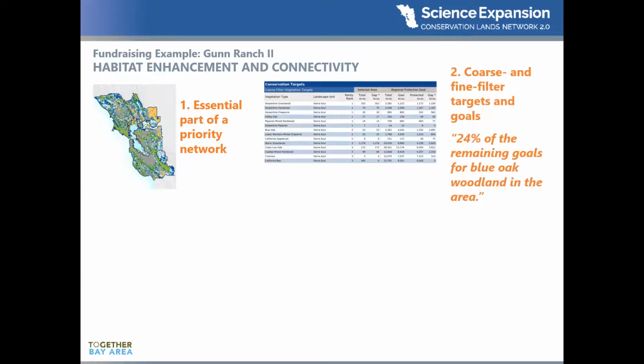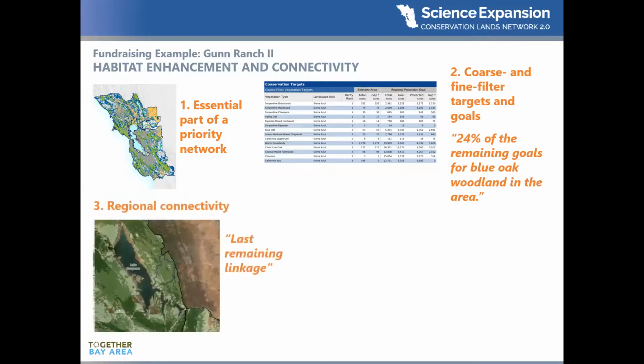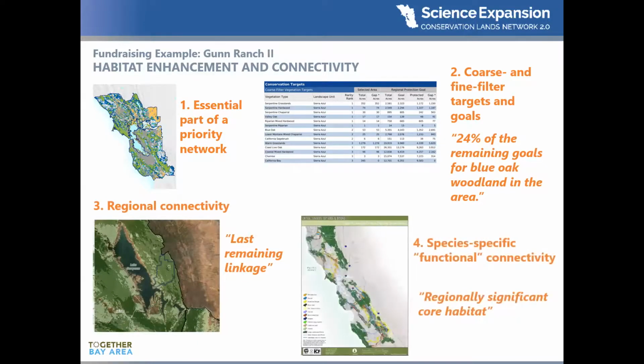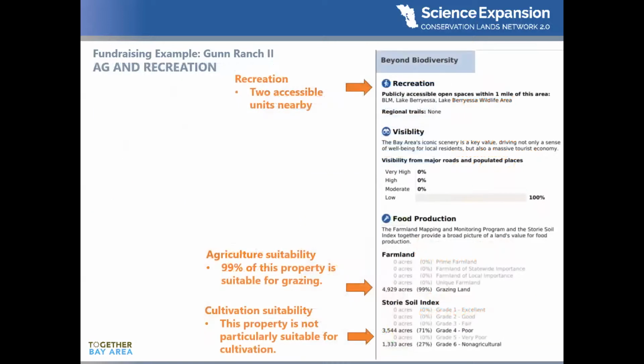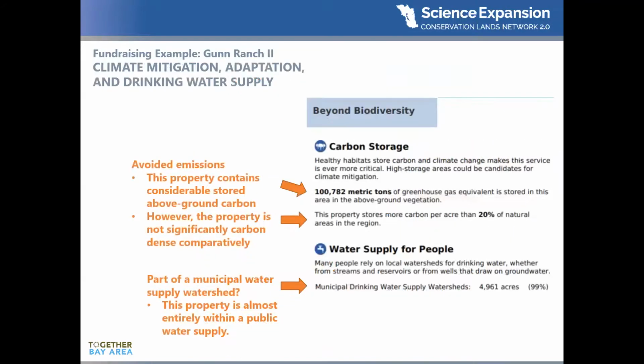We can go through the course and find filter targets and goals. We can say things like 24% of the remaining goals for blue oak woodland in the area exist on this property. We can say things like this is part of a last remaining linkage. We can say things like this is a regionally significant core habitat. In addition, we can say things about recreation and agriculture. For instance, there are 2 accessible recreation units within a mile of this property, so there are possibilities for trail connections.